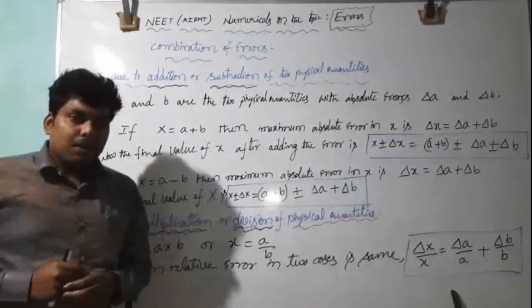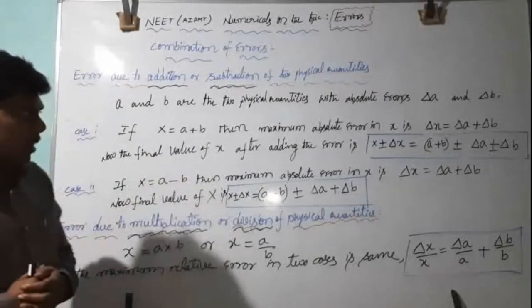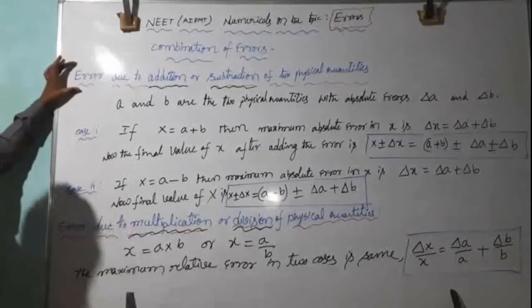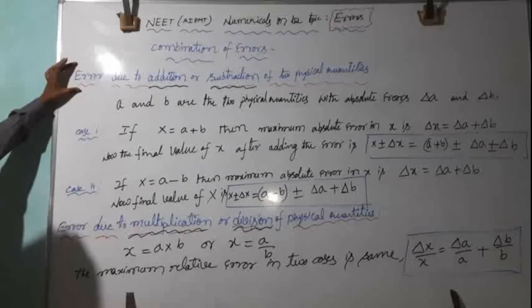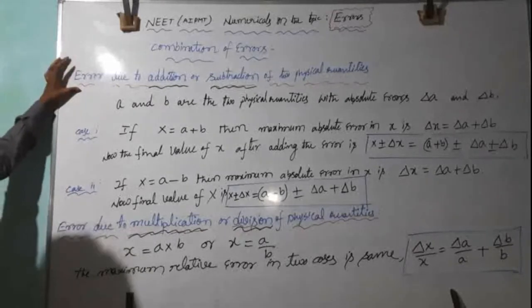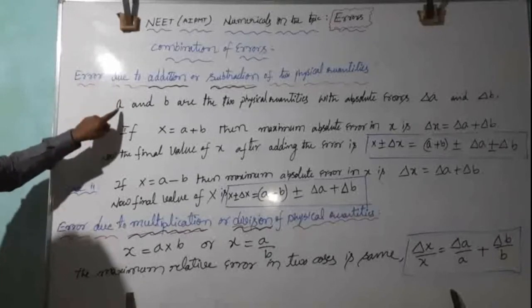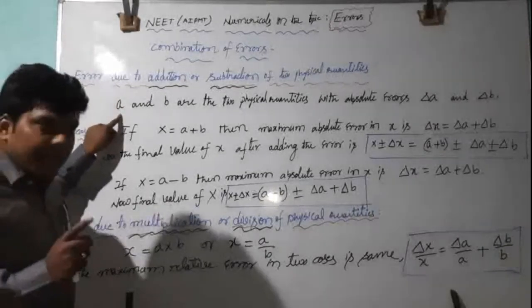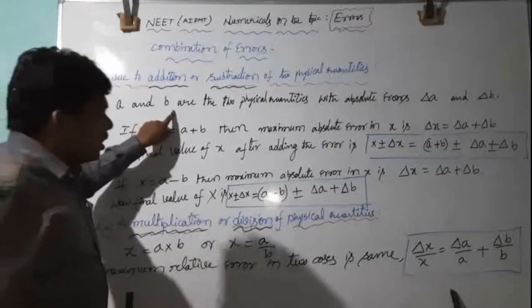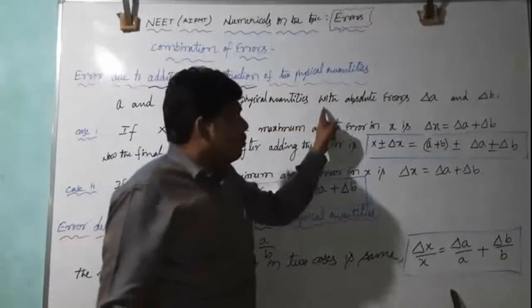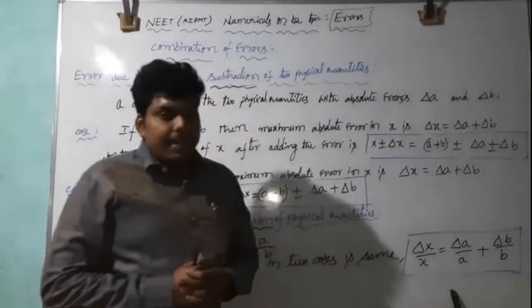Now we are going to understand how to solve numericals based on the combination of errors. The first one is the error due to addition or subtraction of two different physical quantities. Let me take one example. There are two different physical quantities, A and B, with absolute errors delta A and delta B.